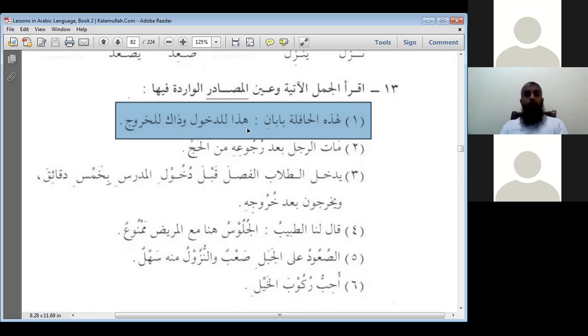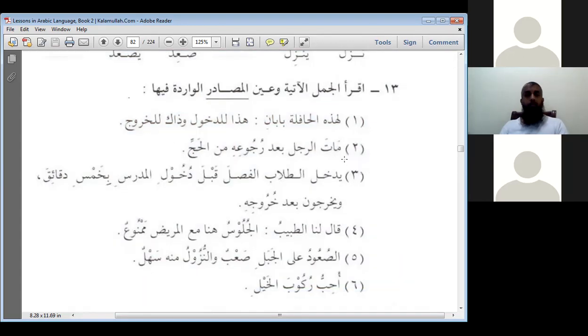هذا, this, للدخول. This is for entrance or entering. For entry, sorry. This is for entry. وذاك للخروج. Right? So this is for entry. That is for exit.